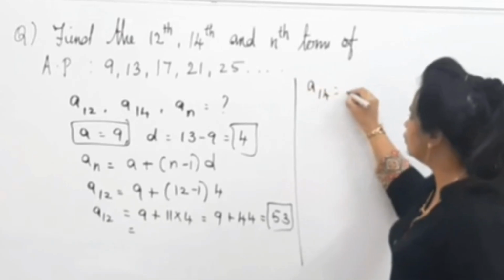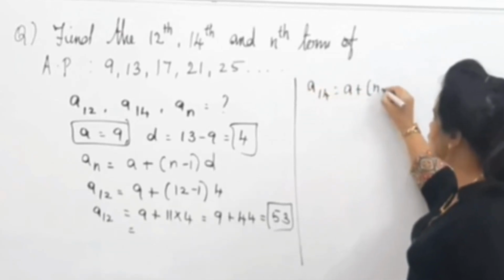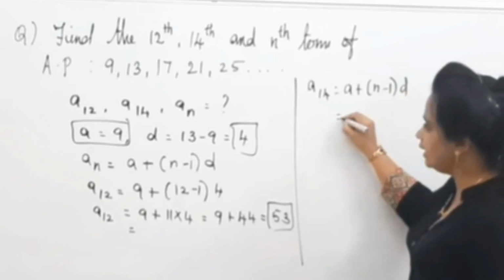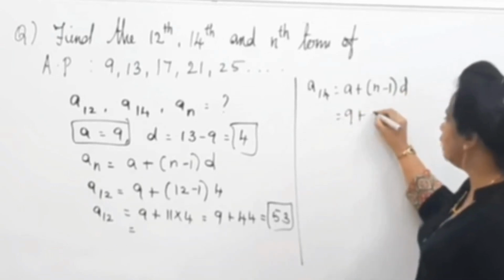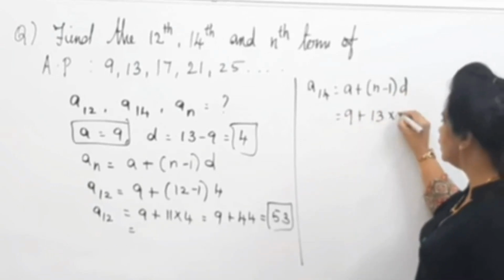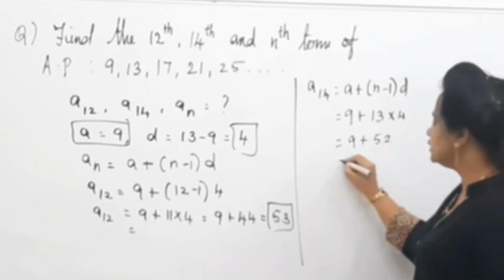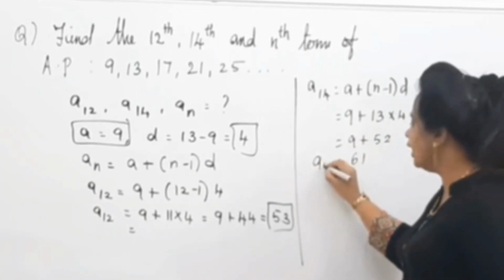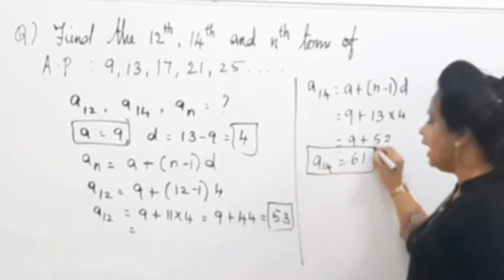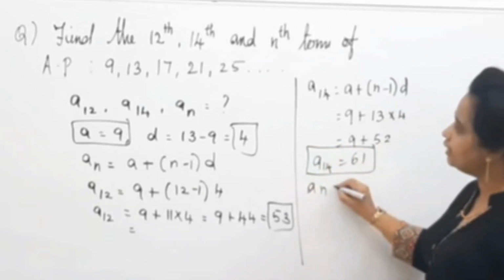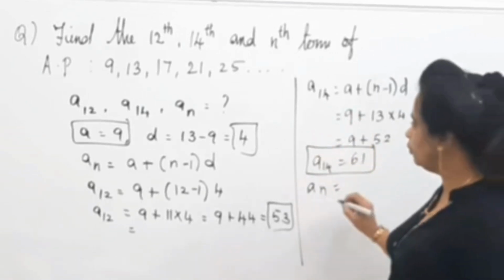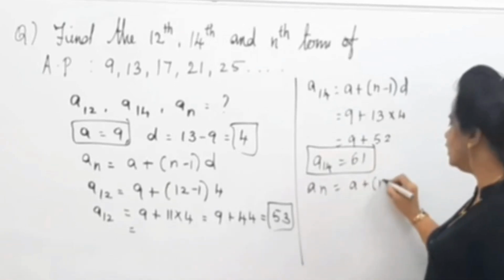a14 = a + (n - 1)d, that is a is 9 plus (14 - 1) which is 13, into d, that is 4. So 9 plus this is 52, which is equal to 61. So a14 is 61 and I want my a_n. So a_n = a + (n - 1)d.